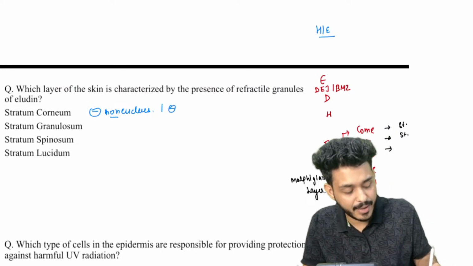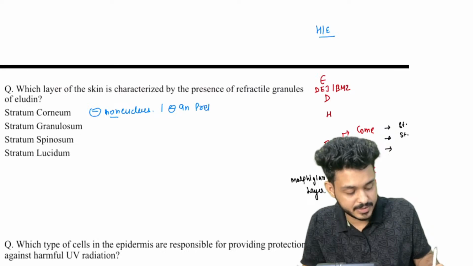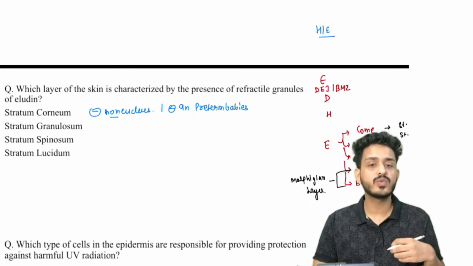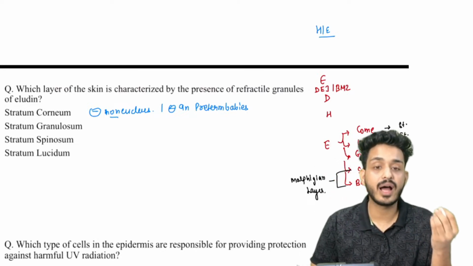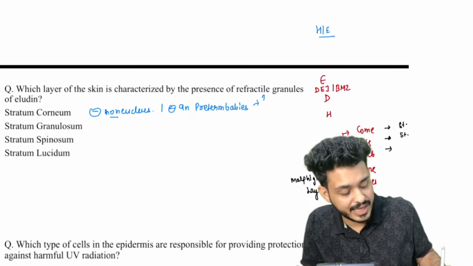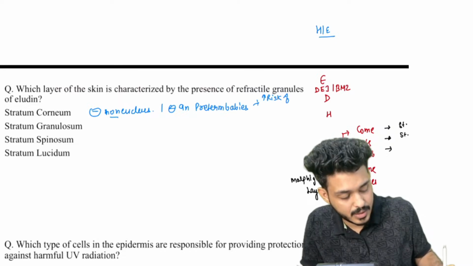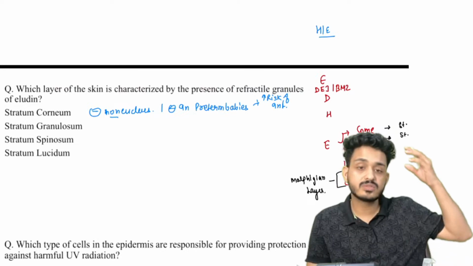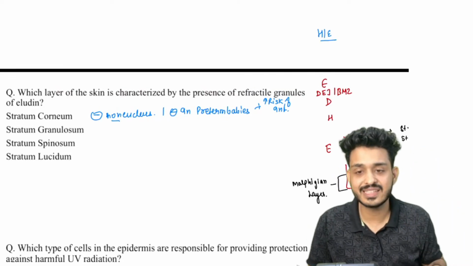Second thing, it will be absent in preterm babies. So what will happen? The baby will have an increased risk of infection. The baby will have water loss and heat loss. These things can happen.